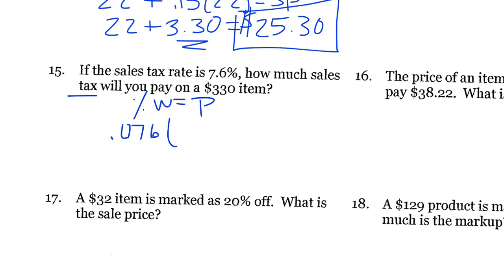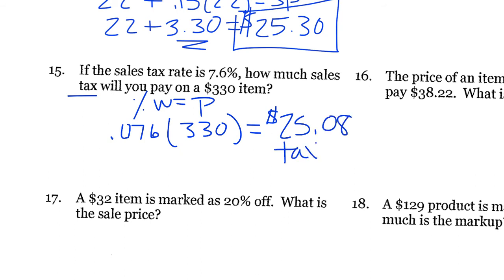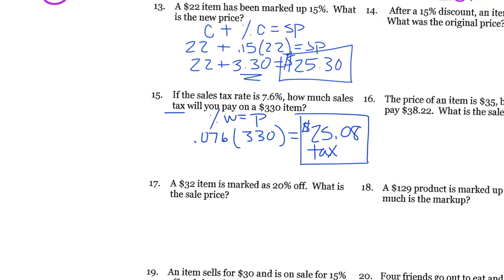If you only moved it once, that's 76%, and that's a lot of money. So then we're going to times that by the whole price. And so when I take 0.076 times 330, I get $25.08. And that's the tax. All right, didn't ask for the total cost. So that's going to be the tax for that one. All right.